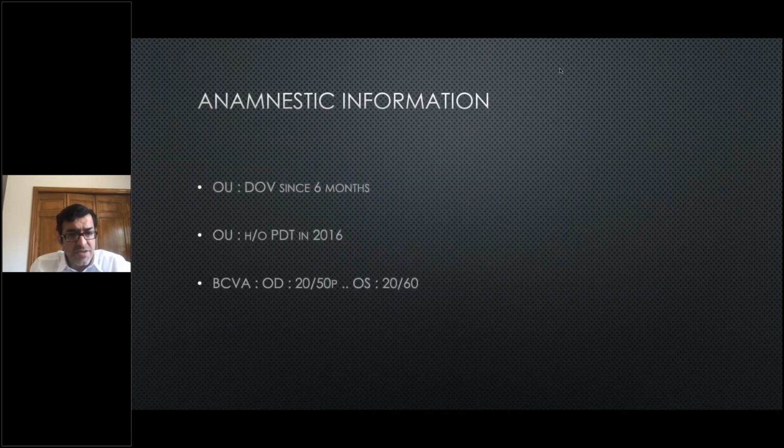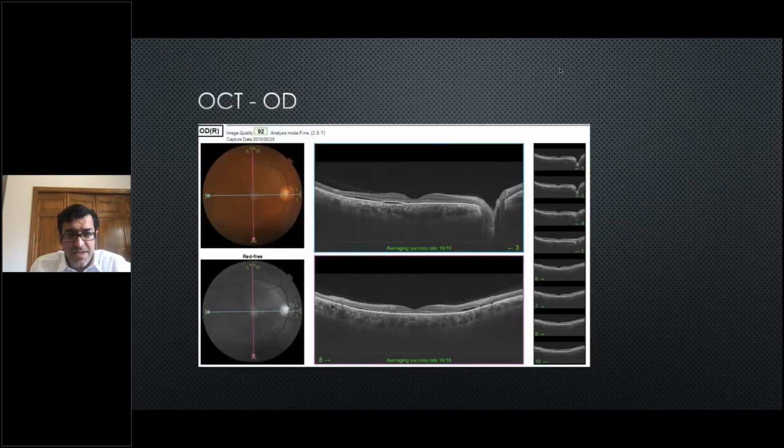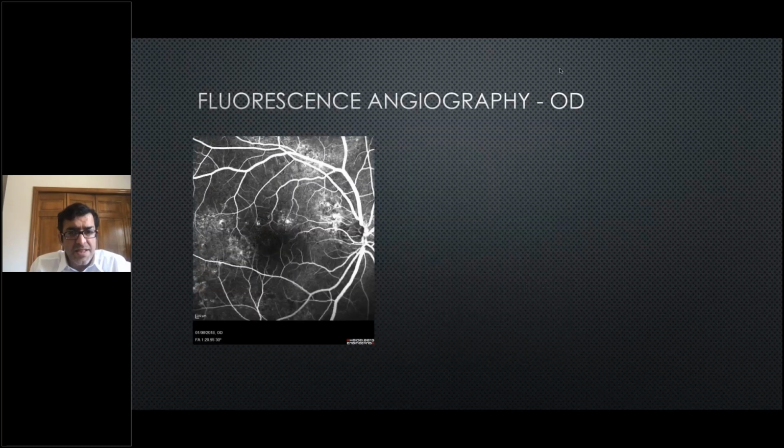This is a patient who presented to me with diminution of vision in both eyes for the last 6 months. PDT was performed in 2016, and the right eye vision was 20/50, left eye was 20/60. These are the OCT scans, as you can appreciate very clearly, a pachychoroid with subretinal fluid and a shallow pigment detachment. And let's focus on one eye at a time.